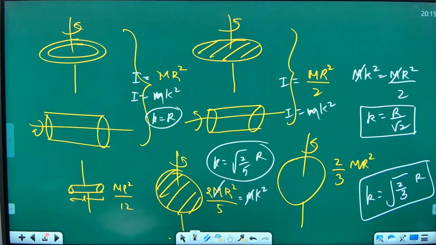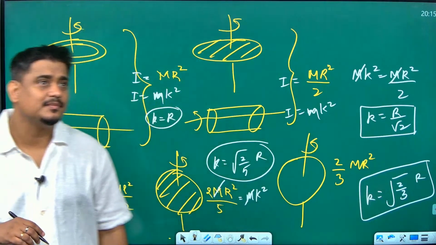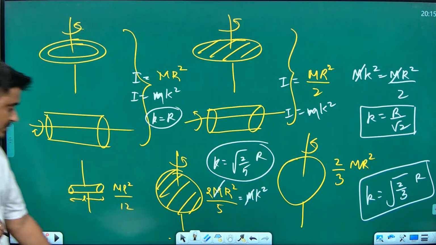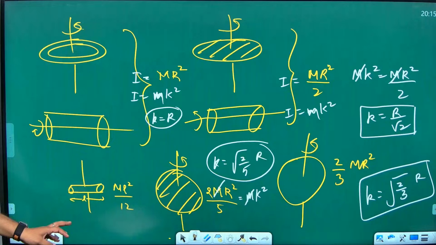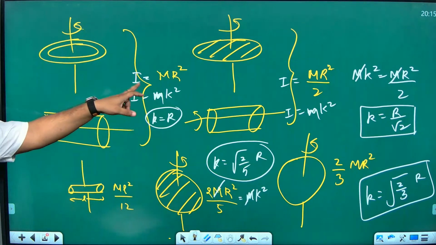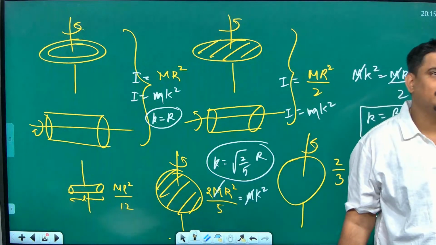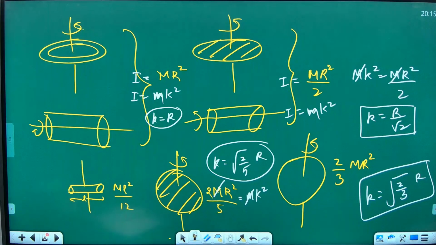Sir, could you please derive the moment of inertia for a thin circular ring, just to get an idea how it's actually derived? Circular ring I have done here, no? You are saying the derivation of mr square, I is equal to mr square. Yeah, sir, I'll do it. First you copy this. We'll do that.